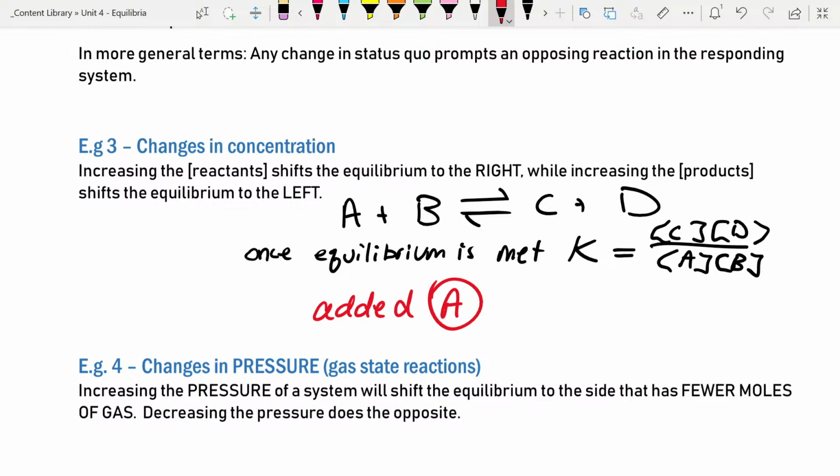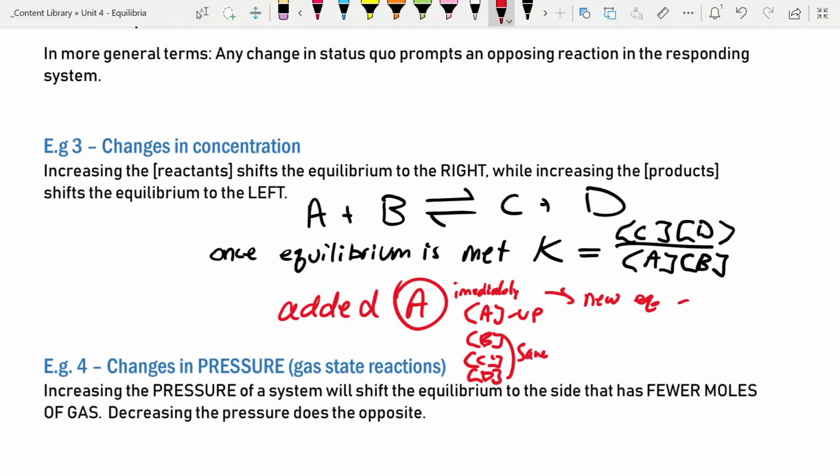So if we add A, immediately what would happen is the concentration of A would go up, right? Just in the immediate moment you add it, and B, C, and D would all be the same, right? Does that make sense? These would be the same, and this would go up. But then we're going to have to get a new equilibrium. Because now the math doesn't work anymore.